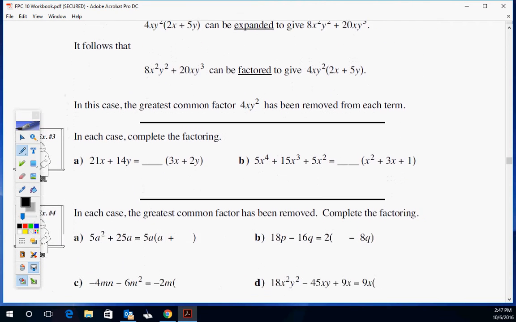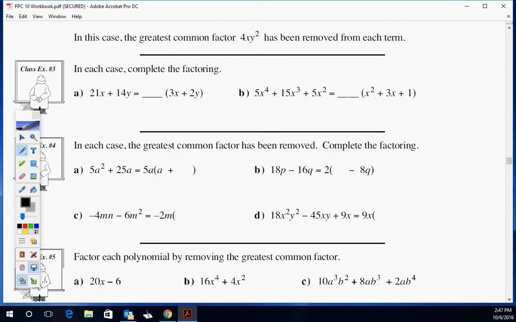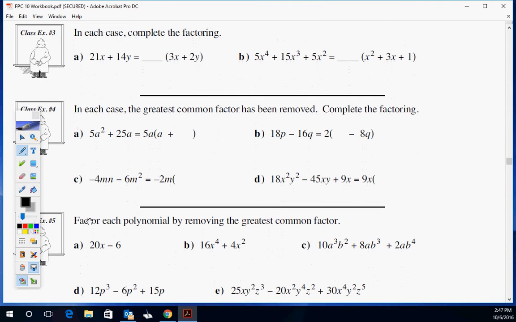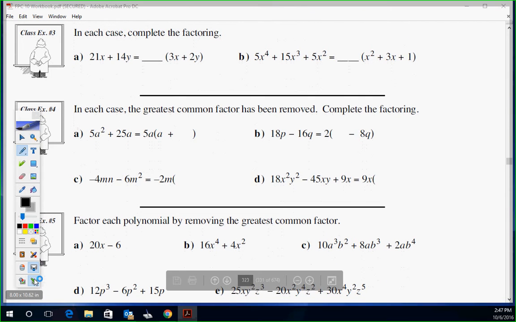So if we come down here, like I said, they're going to give you guys a couple baby steps. The first thing we're going to do is say, okay, this is what we had. That's what's left inside. So what's the GCF? What's the GCF of 21x and 14y? 7. Just a 7. I can't do an x. I can't do a y. It's just a 7.